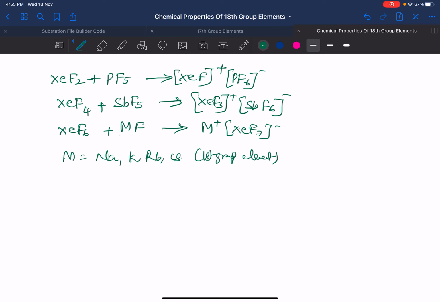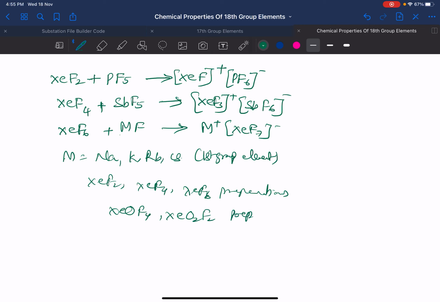So that is about the chemical properties of the 18th group elements. The most important ones are the fluorides of xenon, XeF2, XeF4, and XeF6, their preparations and structures, XeOF4, XeO2F2 preparations and structures, and then the XeO3 structure. These are very important for both the 4 marks questions as well as the 8 marks questions.